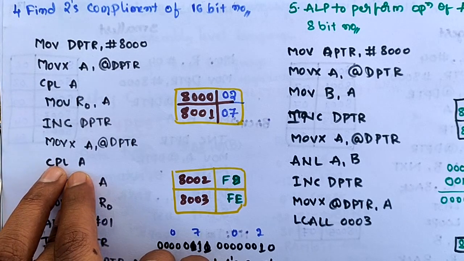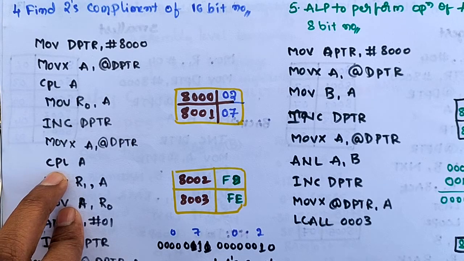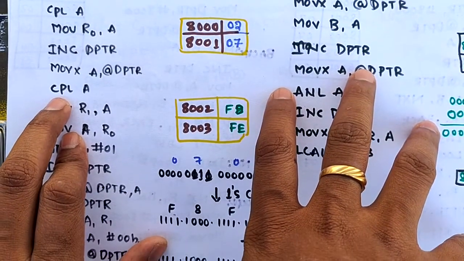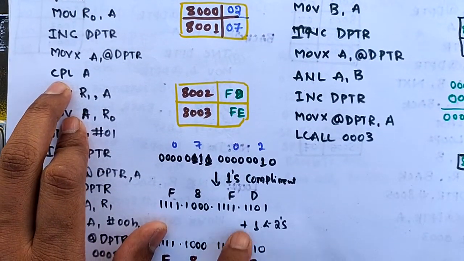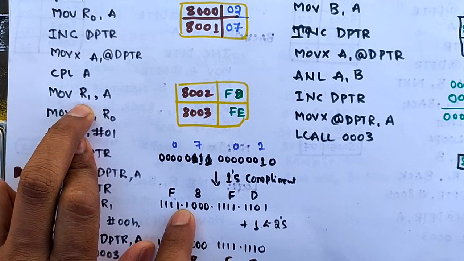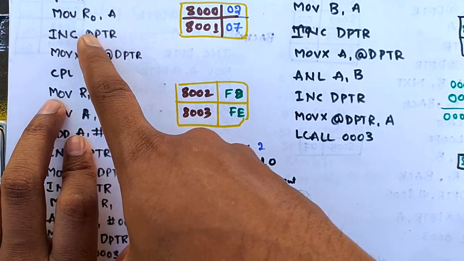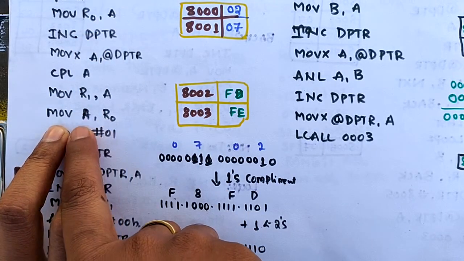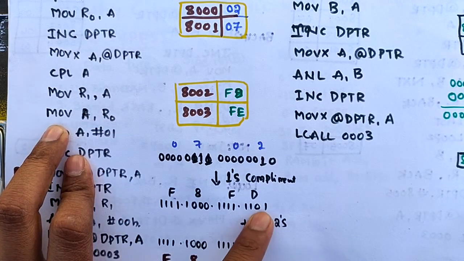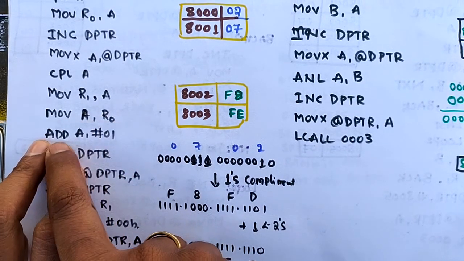Now performing the complement operation. Now the higher order byte is complemented, that is converted into F8. Then move the content of A to R1. Now I transfer the higher order byte to R1. The lower order byte is in R0. So now transfer that R0 to the accumulator A, because we need to do the 2's complement for the lower order byte. Therefore I will transfer the content to the accumulator.